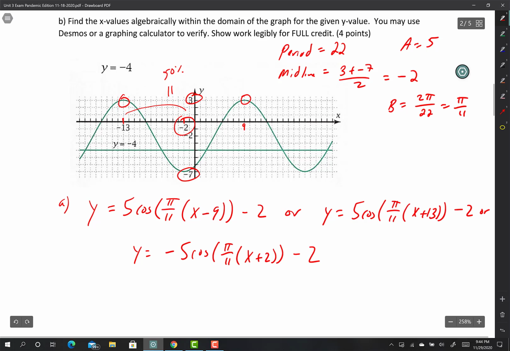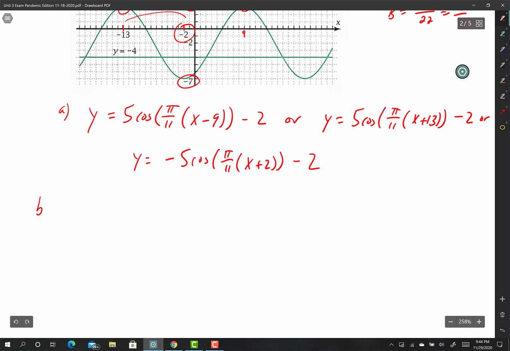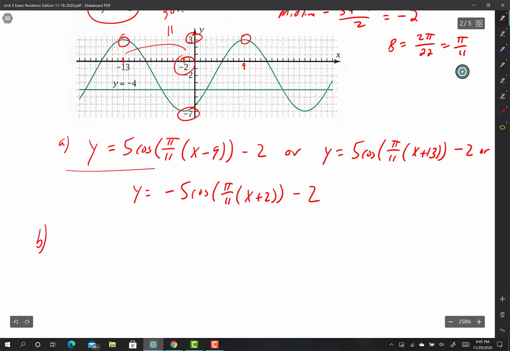And then letter B wants you to solve this algebraically. So you can use any of those three formulas. It does not matter which one. I'm going to use the one in the top, guys. It wants us to solve when this function equals -4. So I'm just going to use the very first one. So I'm going to write 5 cosine pi over 11 (x minus 9) minus 2 equals negative 4.